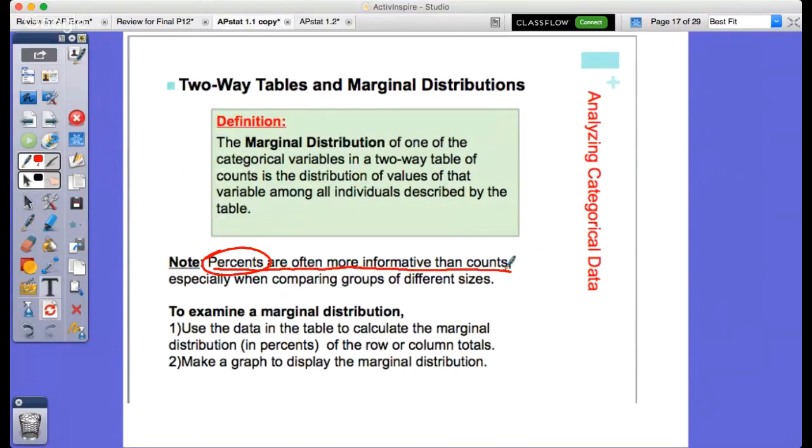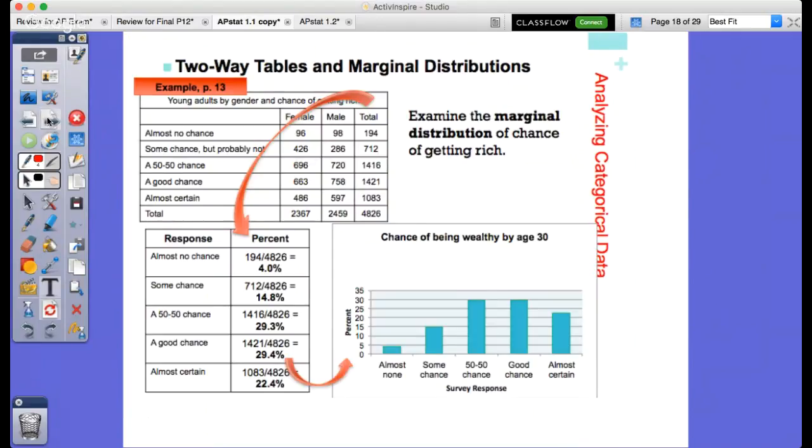So we call that marginal distributions, okay? We use this data in the table to calculate that marginal distribution of both the row or column totals, okay? And then you can make a graph too to display it. So it kind of looks like this.